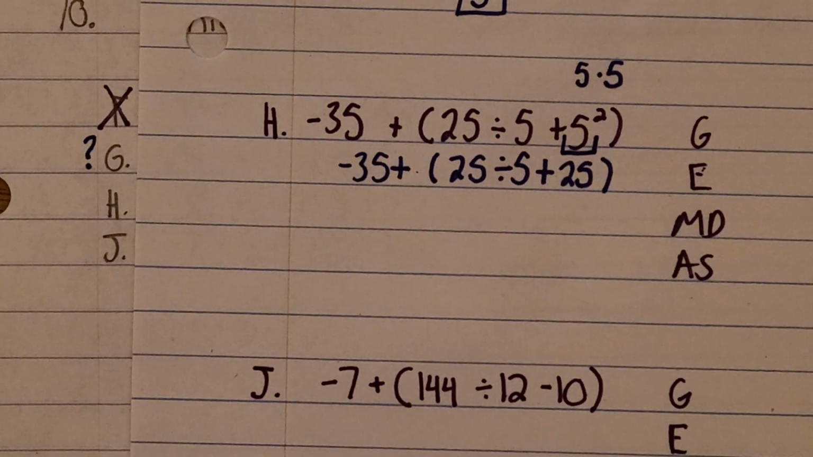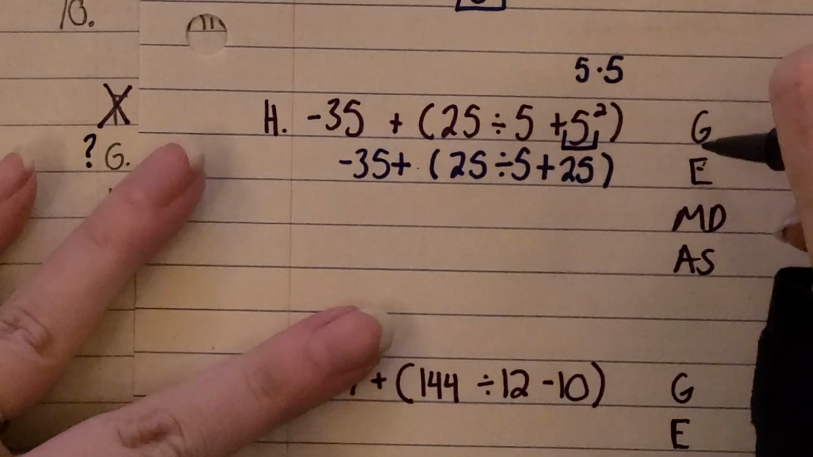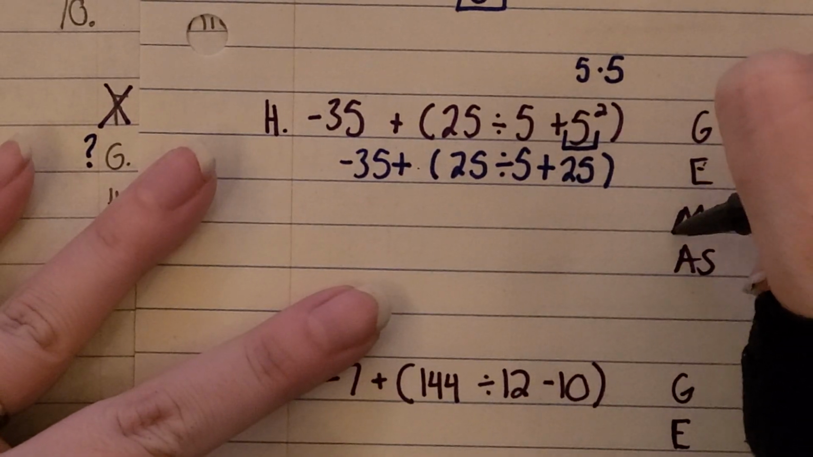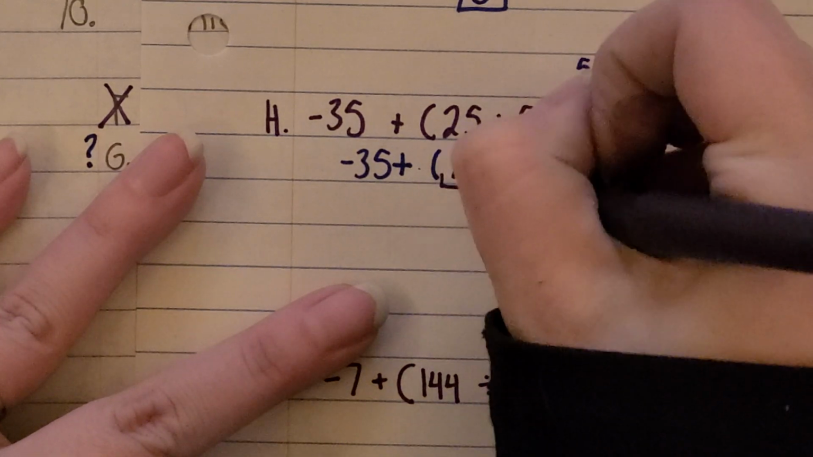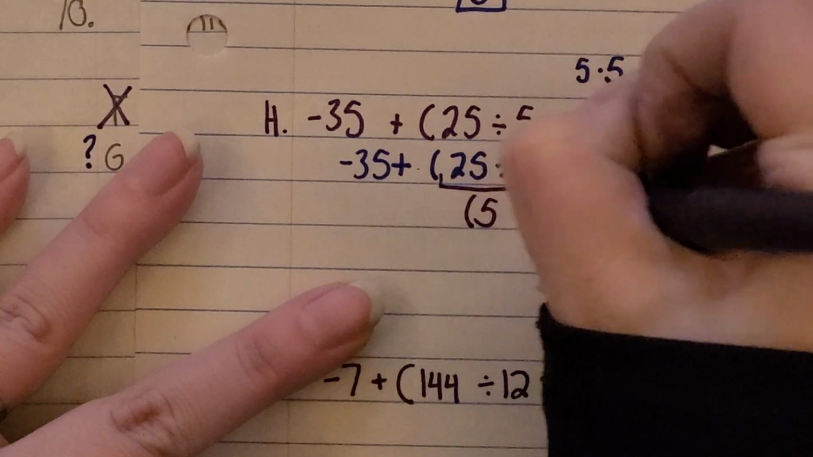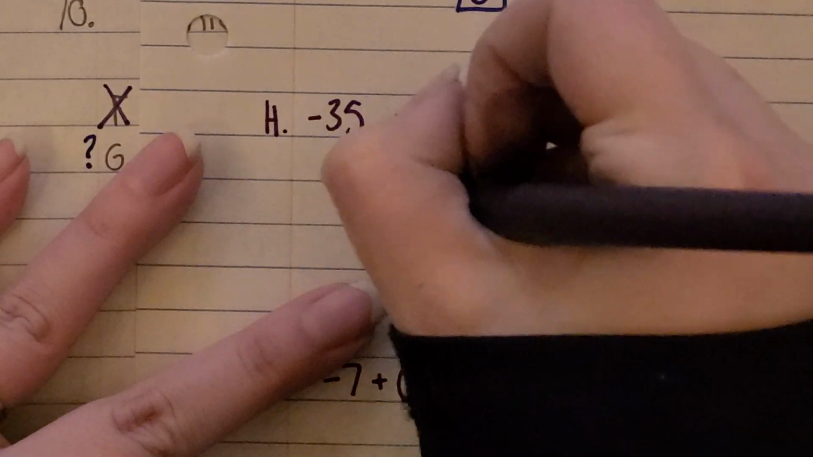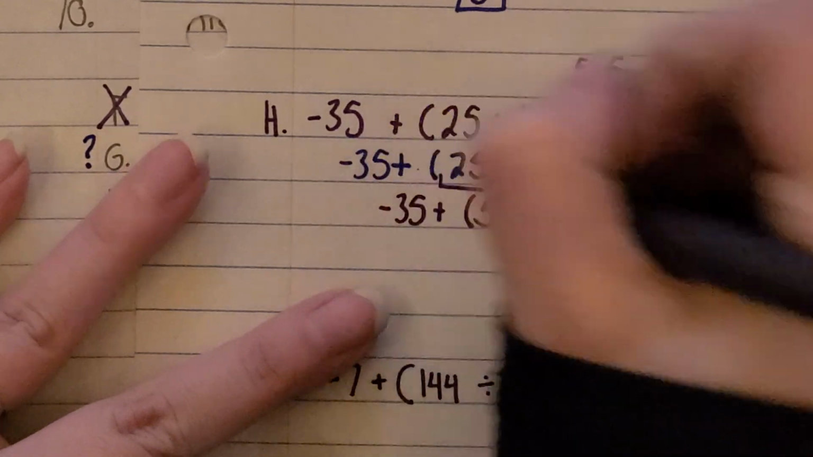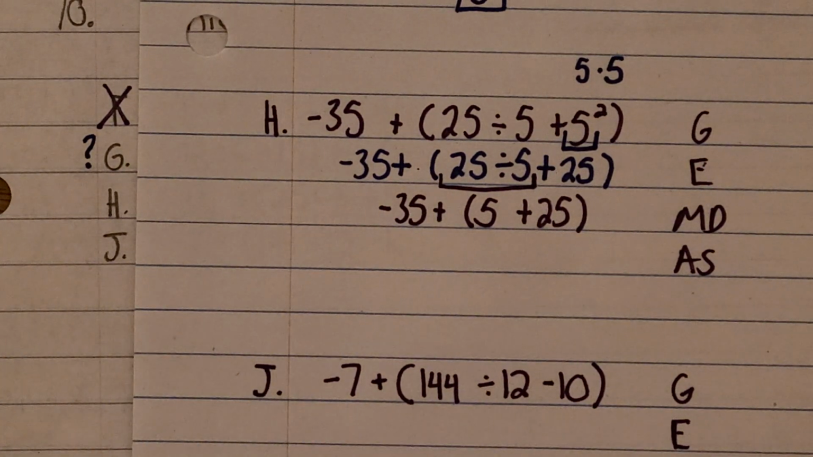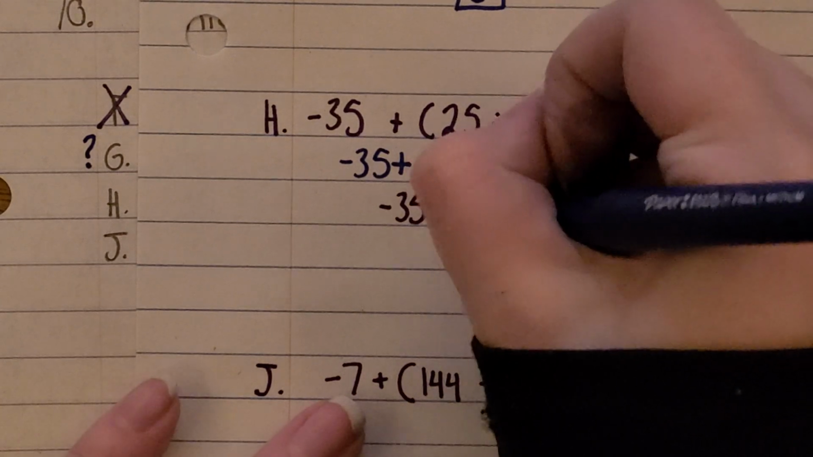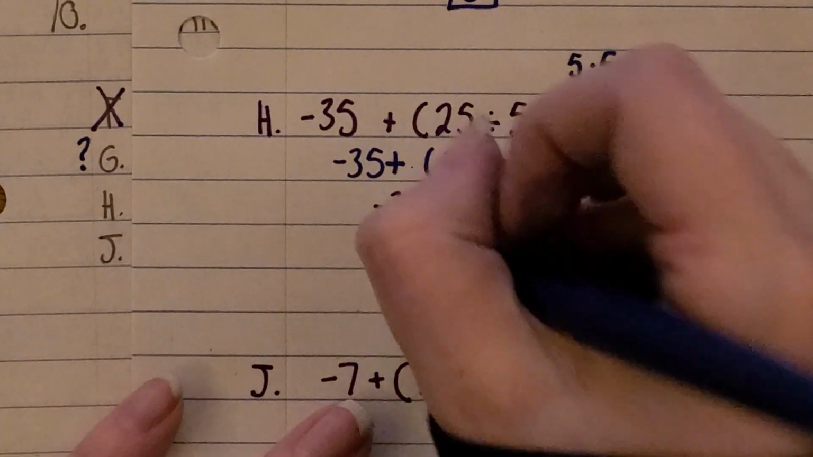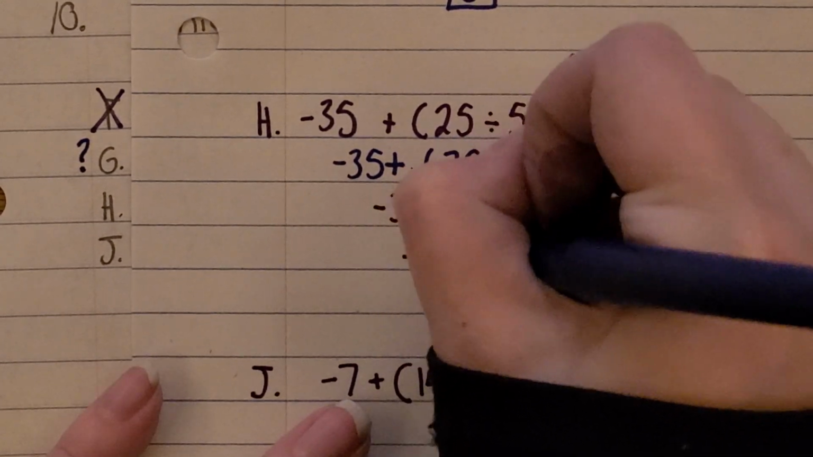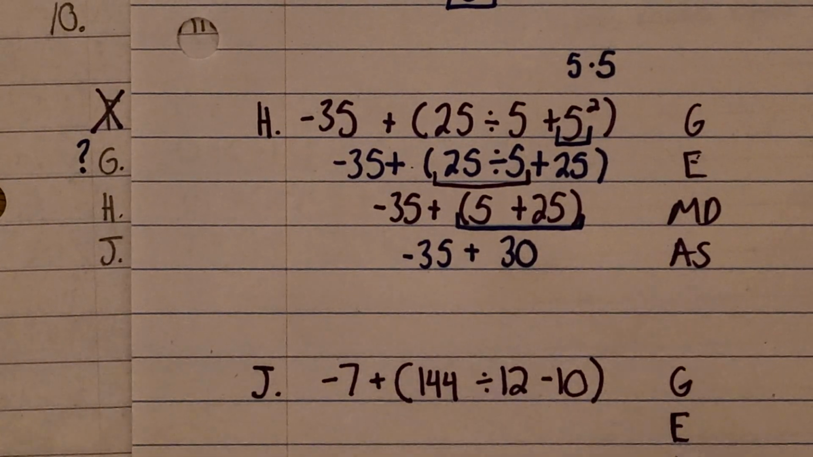Okay. I still have my group, but I don't have exponents in it, so I'm going to look for multiplication or division in it. Okay, I see 25 divided by 5. That will give us 5, and I'm going to copy down the rest. Okay, I still have my group, but this time I only have addition. So 5 plus 25 is 30. I'm going to copy down the rest. I think you see where this is going.